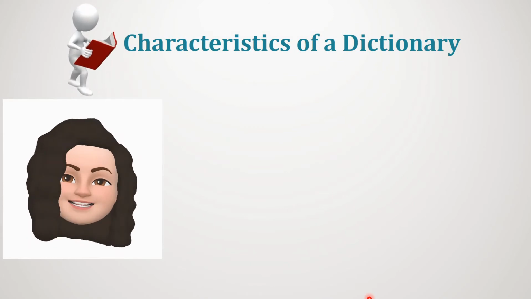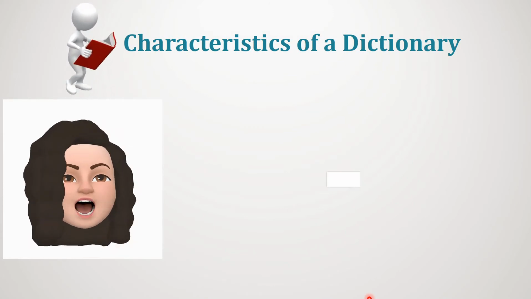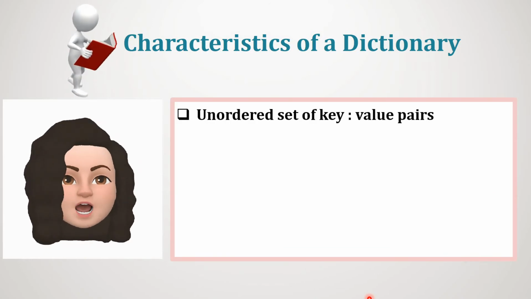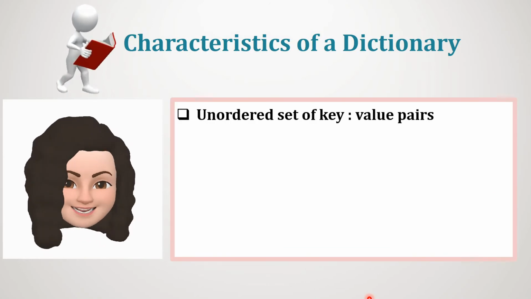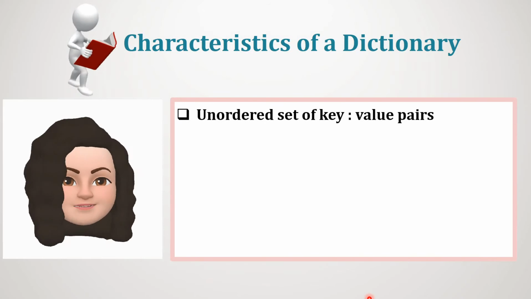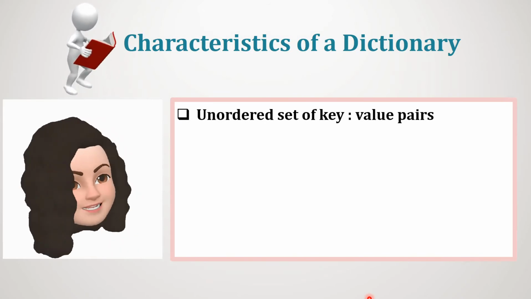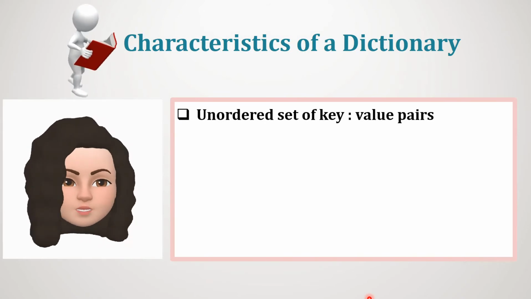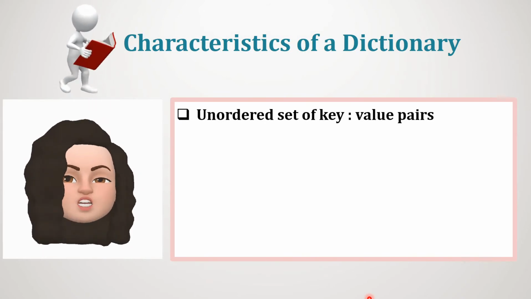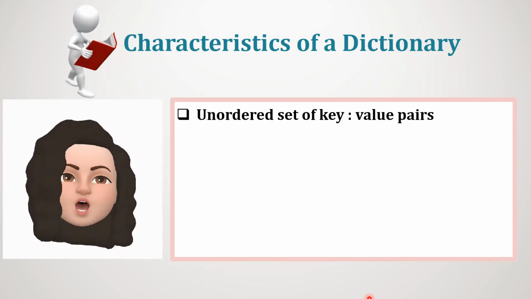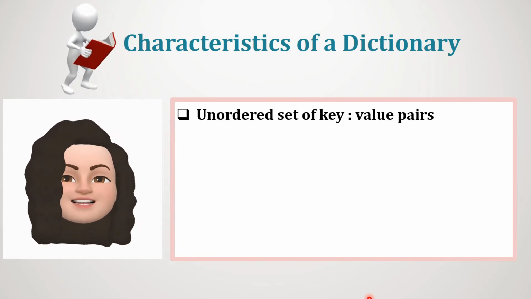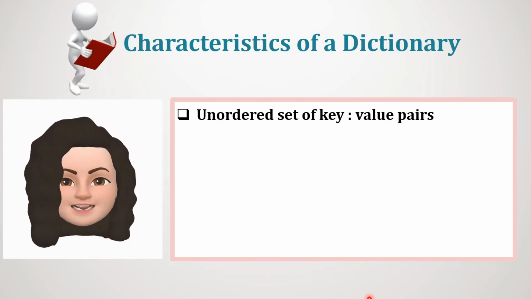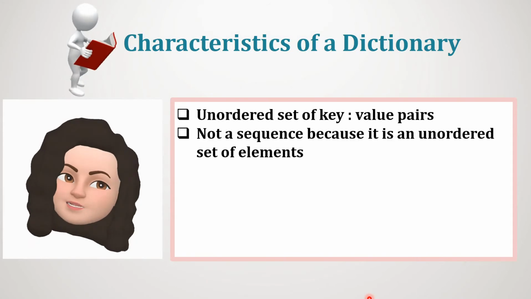What are the characteristics of a dictionary? Let's see. It is an unordered set of key colon value pairs. Dictionary contains many pairs. Each pair will have two things. One is the key and the other one is the value, and in between there is a colon. So this is a pair. Okay, so it is unordered. It is not in any sequence because it is an unordered set of key colon value pairs.